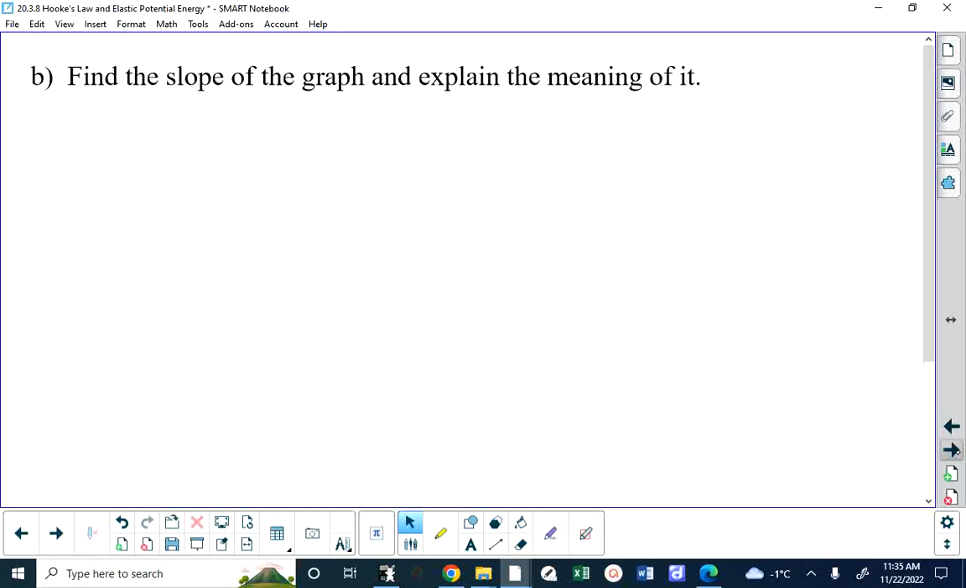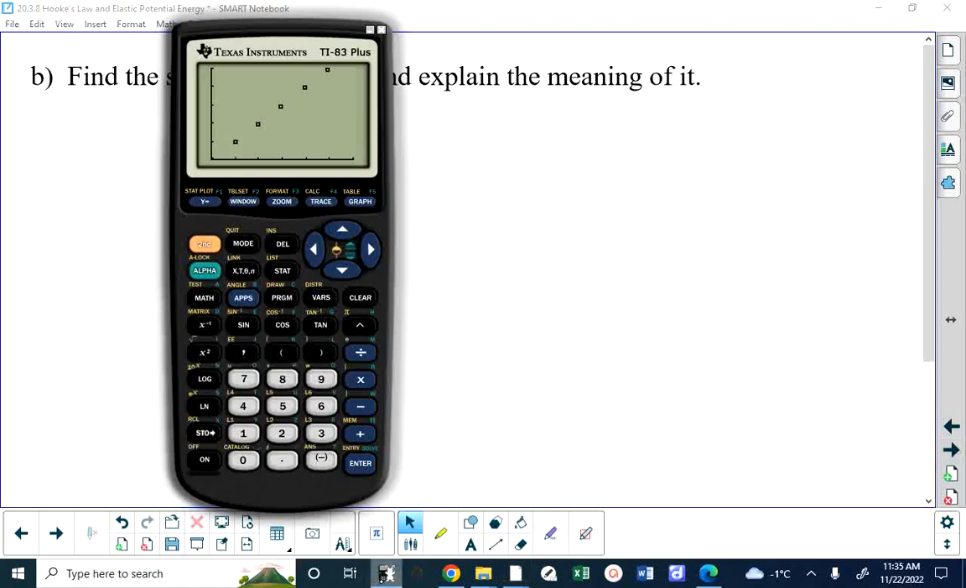What's the slope of the line? How do we find the slope of the line? Well, we've already established it's a straight line. You can see it, right? What we do is a linear regression. How many of you remember that? Did I show that to you in this class? I did. I can't remember where. I think it might have been back in kinematics when we were finding slopes of lines. You go stat, and then calculate, and you choose lin reg.